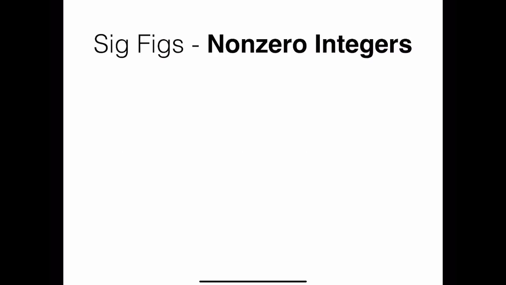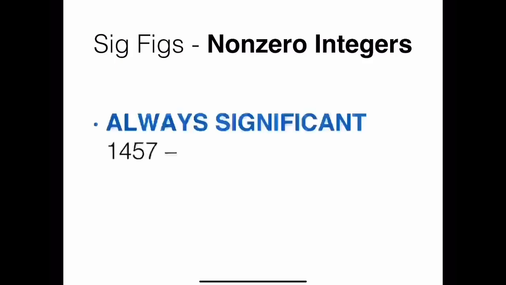There are several different rules when we're determining how many sig figs are in a certain measurement. So sig figs stands for significant figures or significant digits. Non-zero integers are significant. They are always significant. So that means any number that is not zero is always significant.